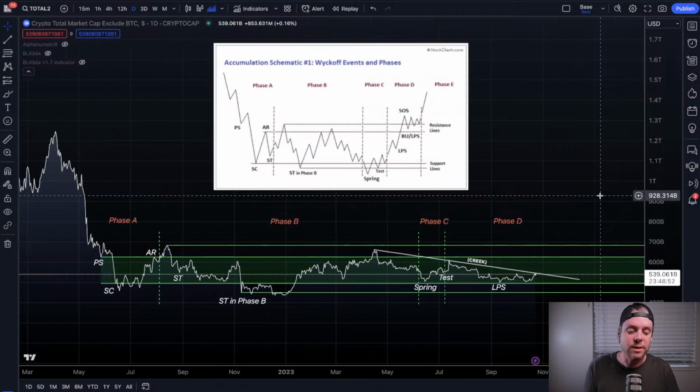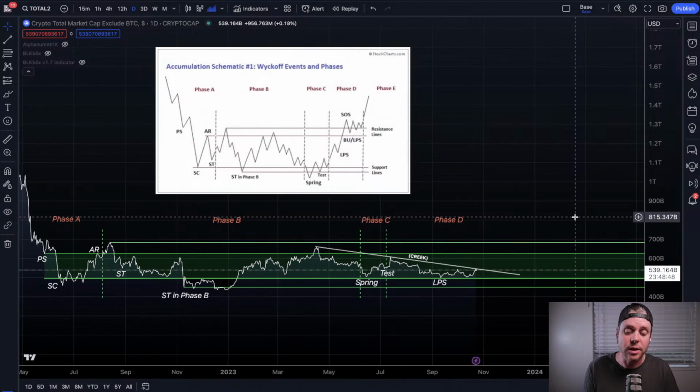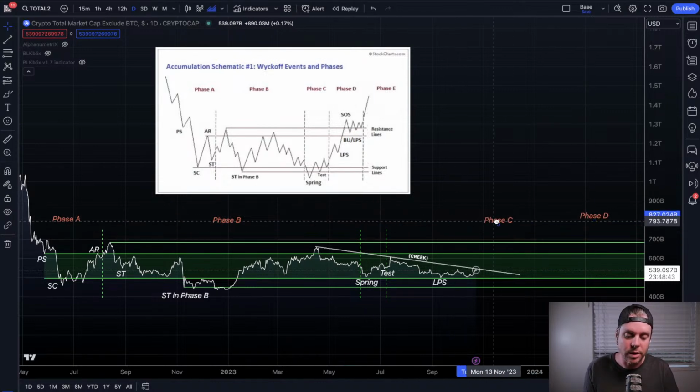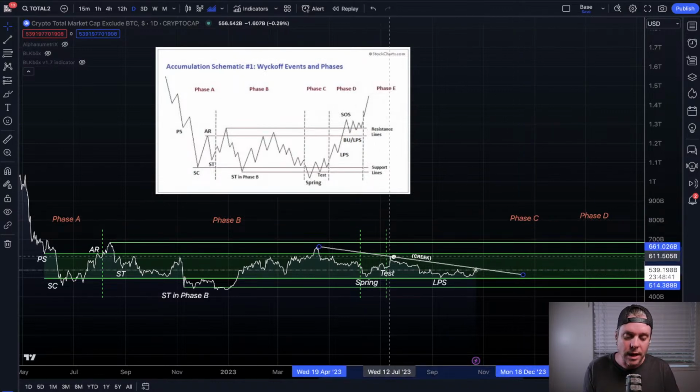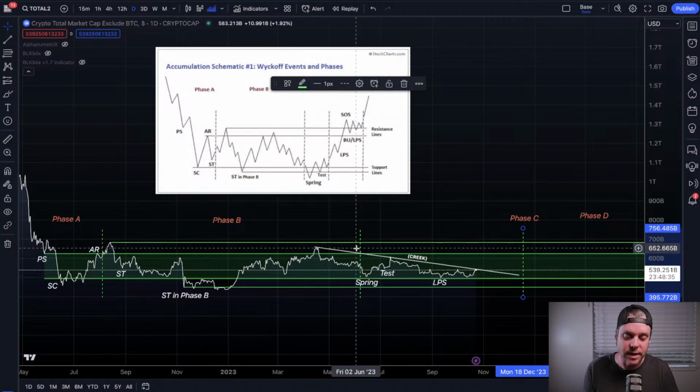And let's move some of these over a little bit. So let's just say that this is going to trade sideways a little bit longer. We can slide our phase D down. We can move our phase C down. And let's pretend, we'll keep the creek there, and let's pretend that we haven't seen the C yet.